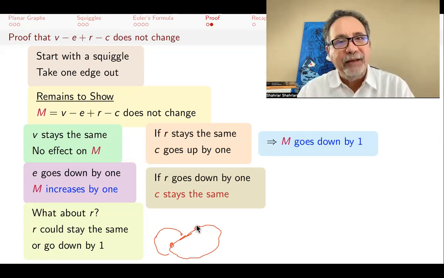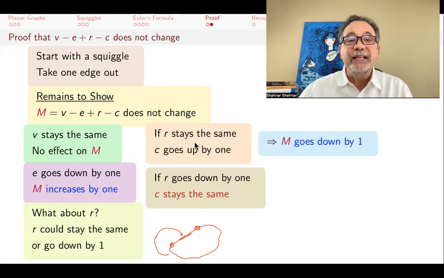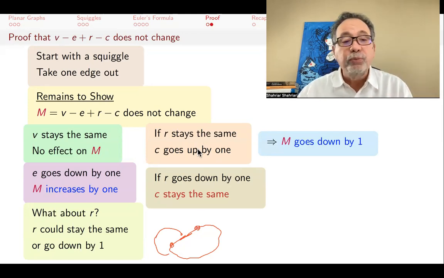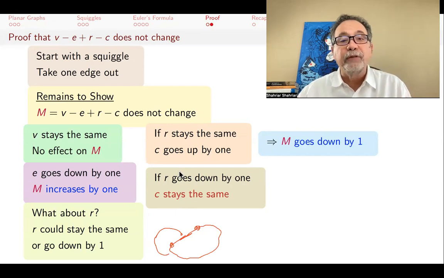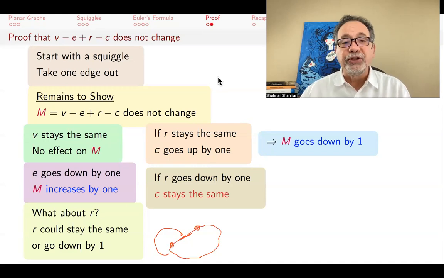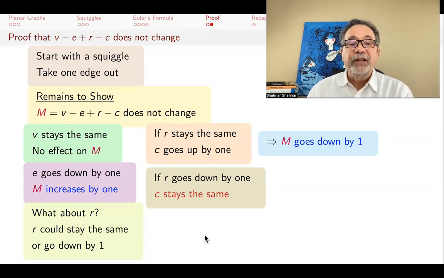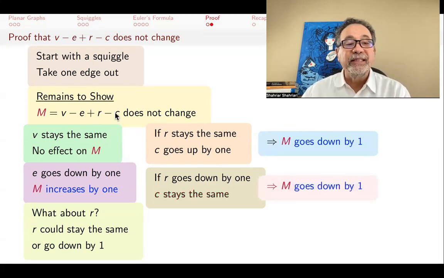This is a little bit of hand-waving proof. You should make a case for when you're looking at a loop. If you're looking at a loop, R does not stay the same, and the number of regions always goes down by 1, and C does stay the same because taking a loop off does not change anything about the number of connected components of vertices. What's the net result? The net result, if R goes down by 1 and C stays the same, M goes down by 1.